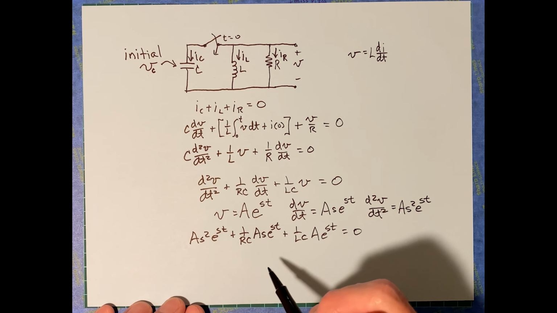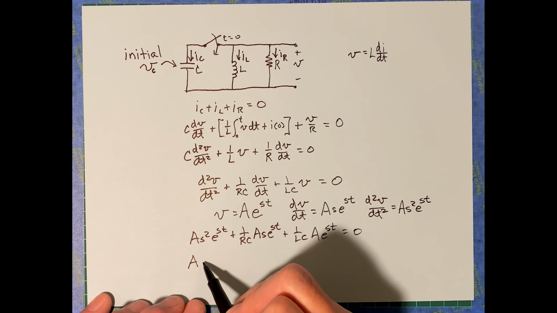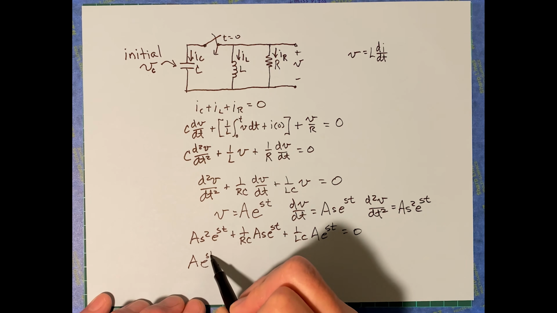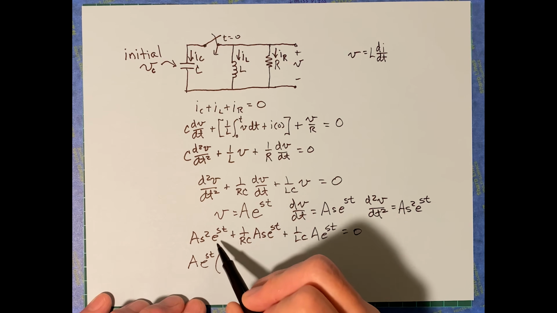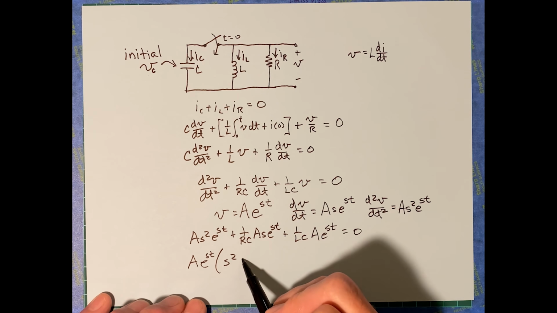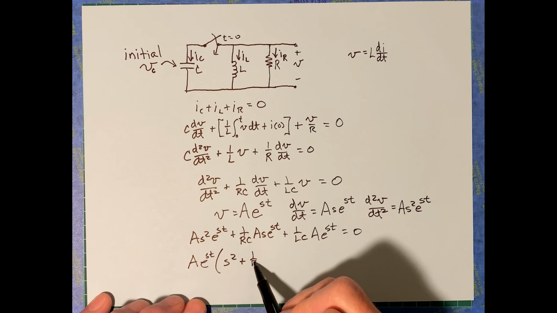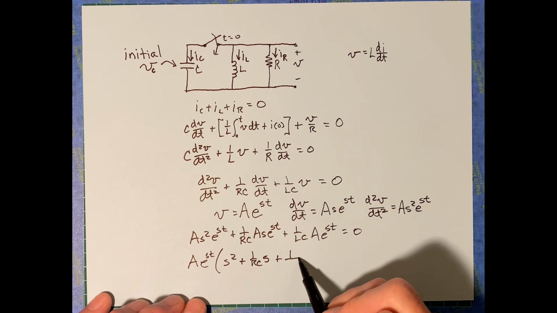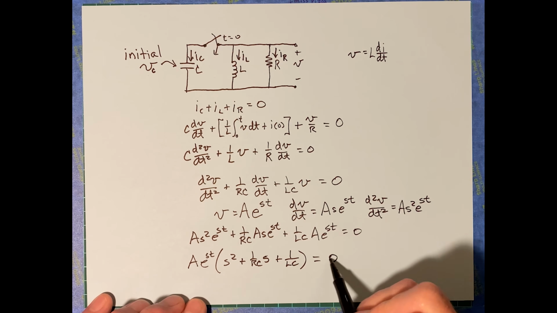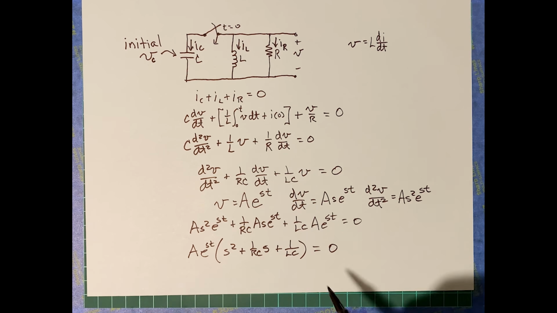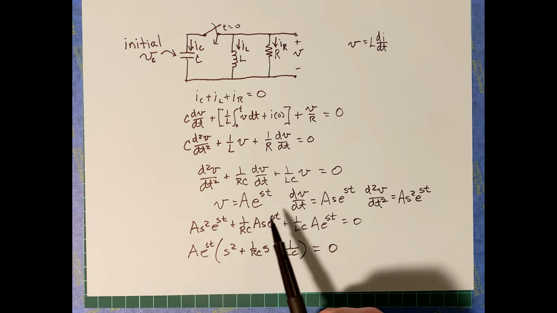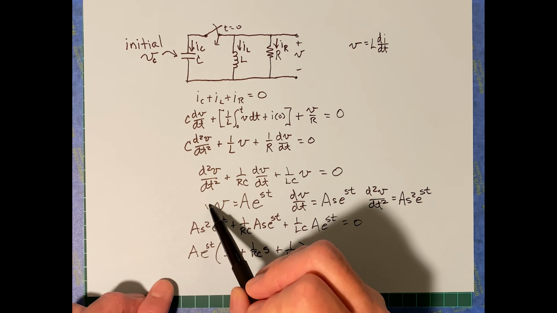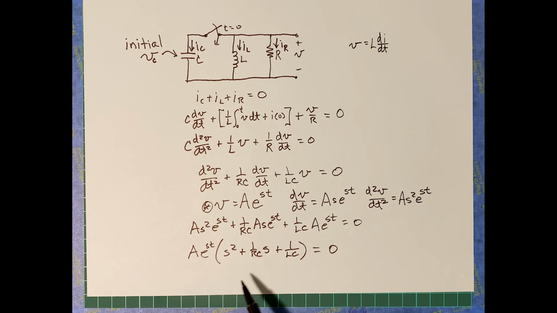Now I can simplify this a little bit. Let's factor out the a, let's factor out the e to the st, that's common, and then we've got s squared plus 1 over RC s plus 1 over LC, and that has to equal 0. Now, ask yourself, is our assumption here, our guess, correct? And the answer is yes, it is a solution as long as we can make this equation right here 0.